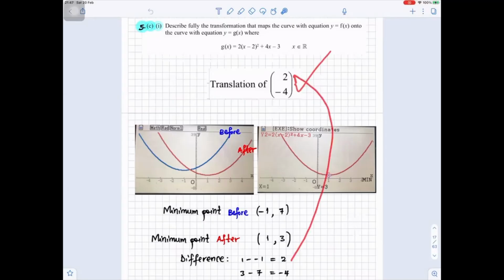So it's translated by 2 for the x and minus 4 for the y. So 2 to the right and 4 down. The minimum point has translated 2 to the right and 4 down. That's what that means for the new graph. And you can see the minimum point there, 1, 3, for the new one.